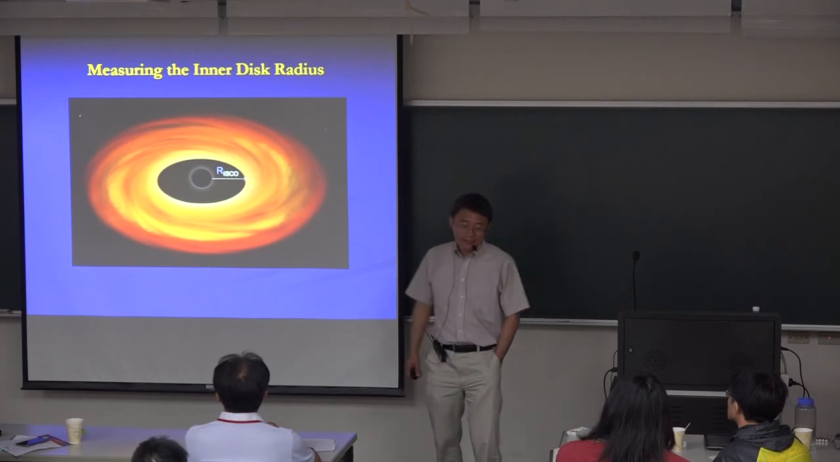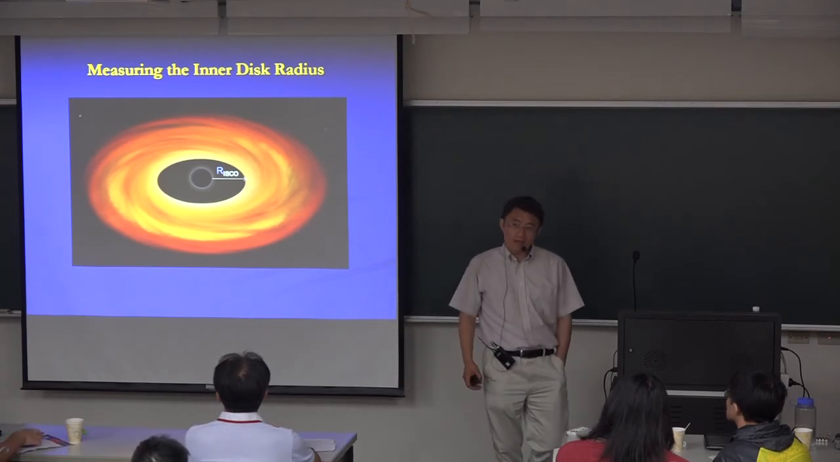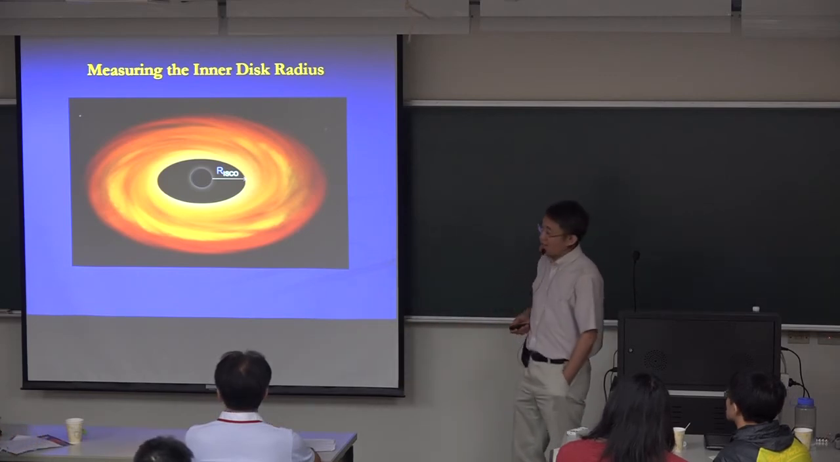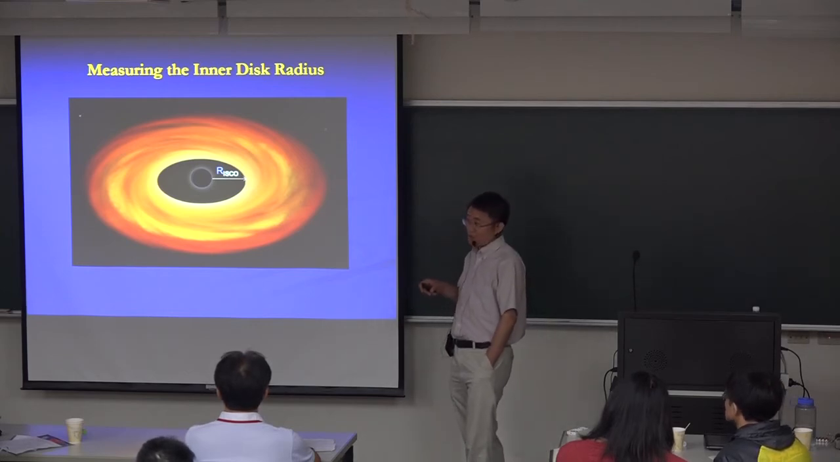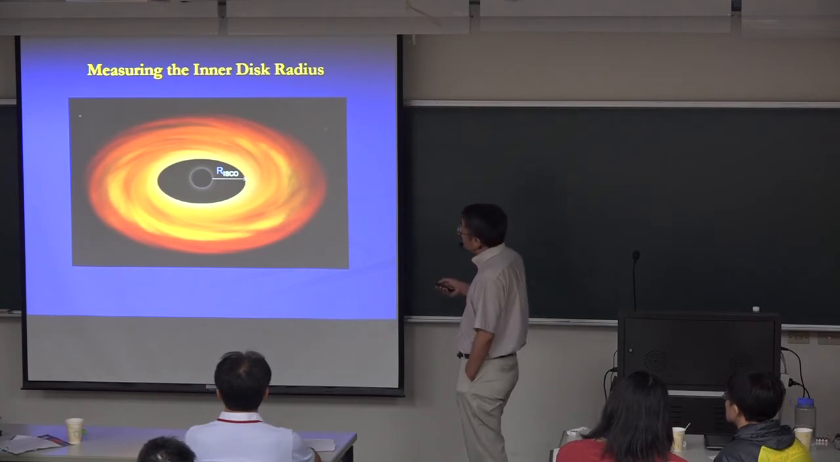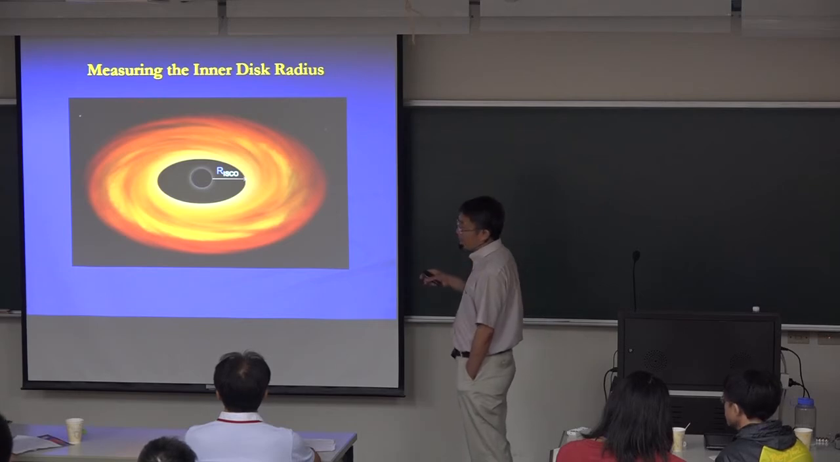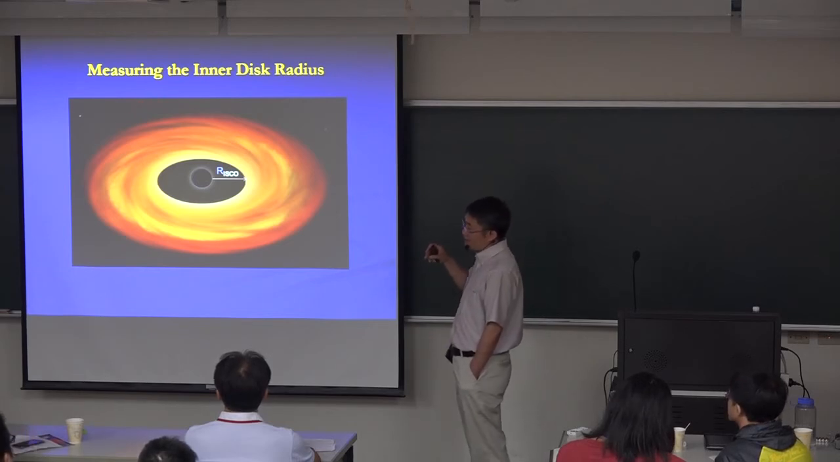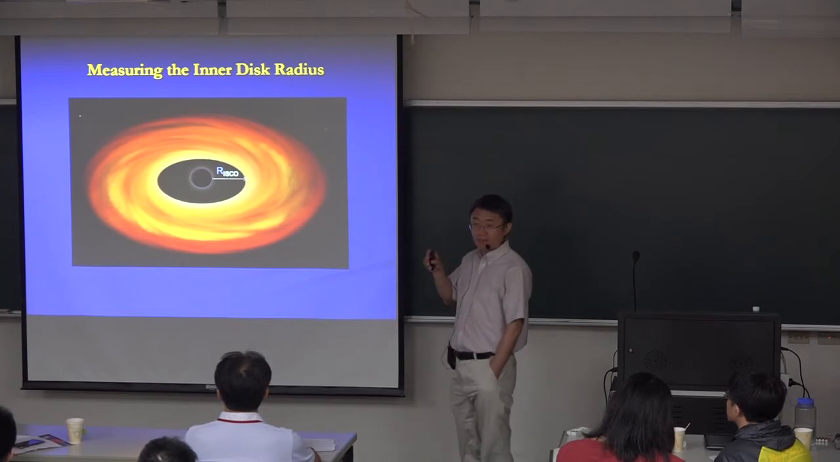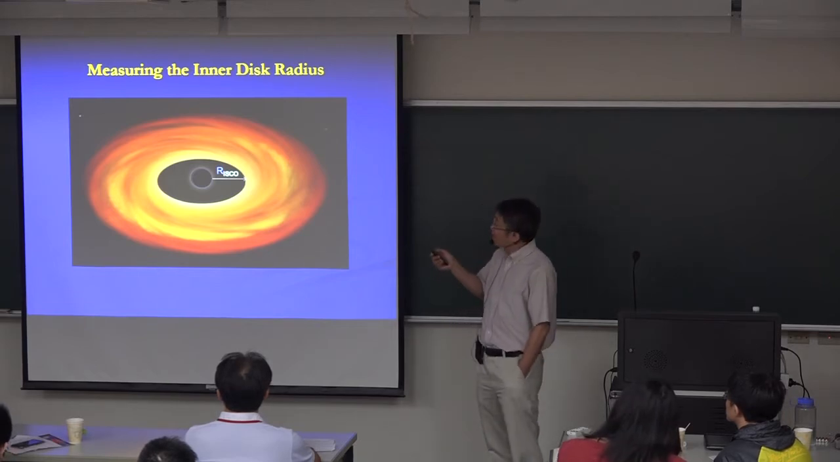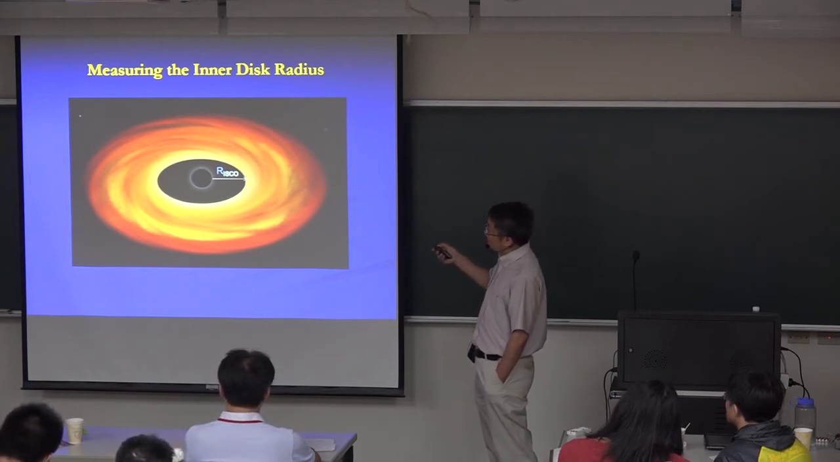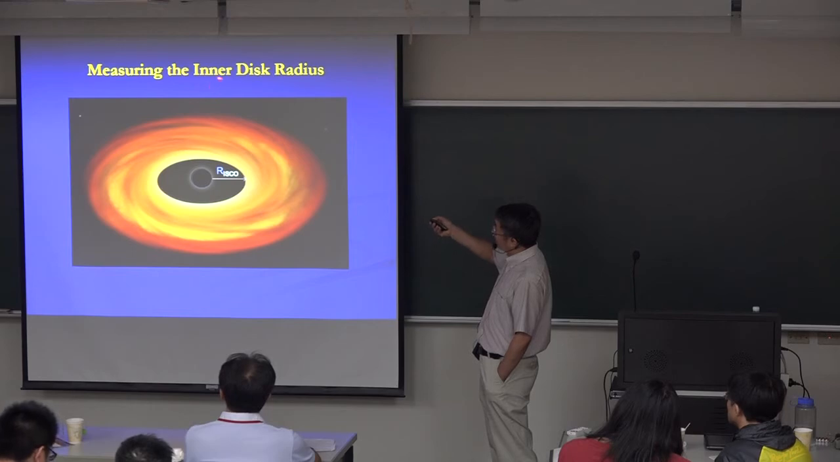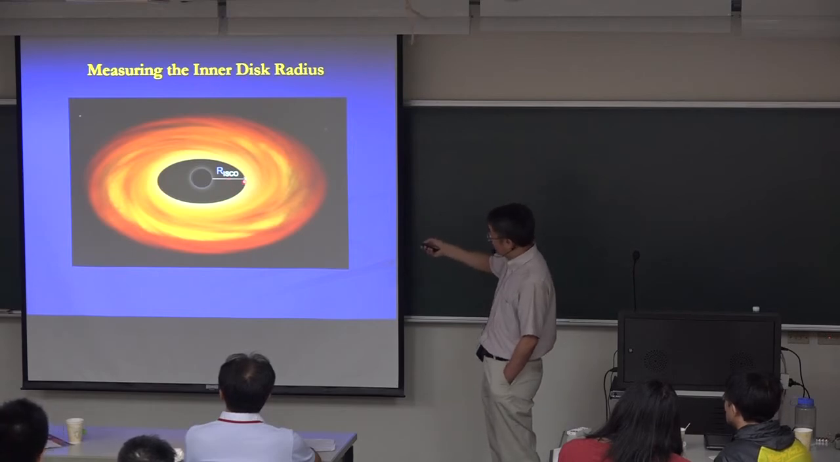Another important topic, which was quite hot about 10 years ago, is how to measure the spin of the black hole. Some of you may know. So now let's briefly talk about it. How to measure the black hole spin? Because the spin is a sole function of the innermost stable circular orbit, the innermost edge of the accretion disk. So to measure the spin, we need to measure the inner disk radius, which is this one.